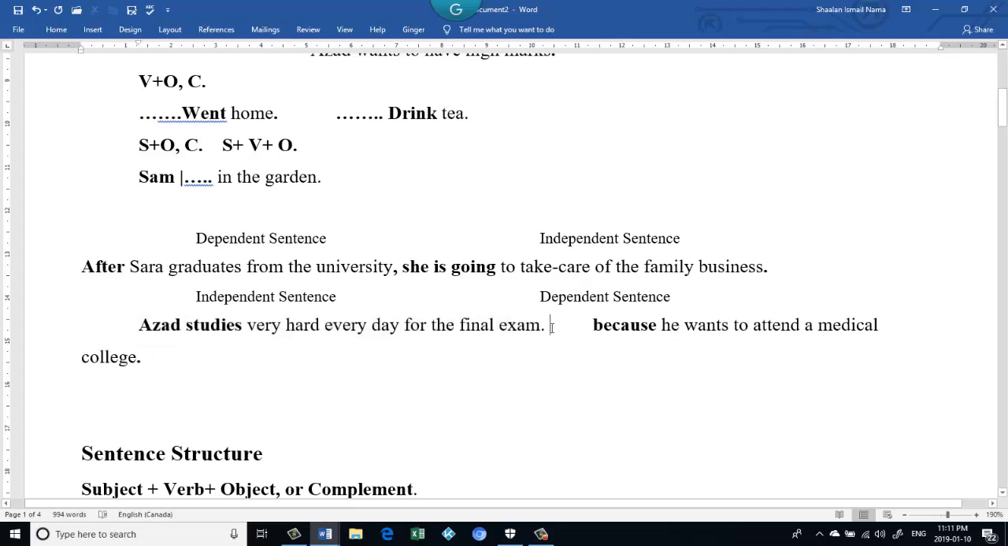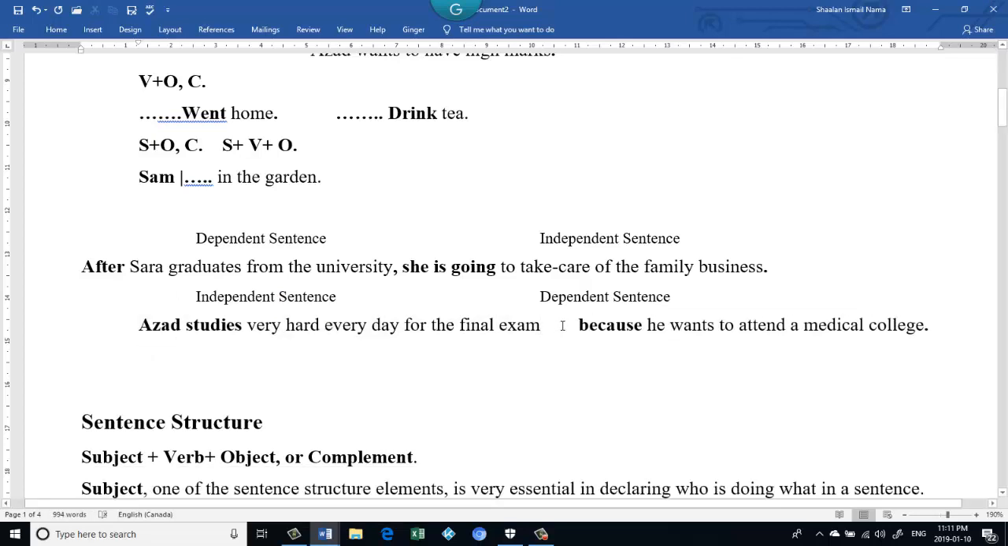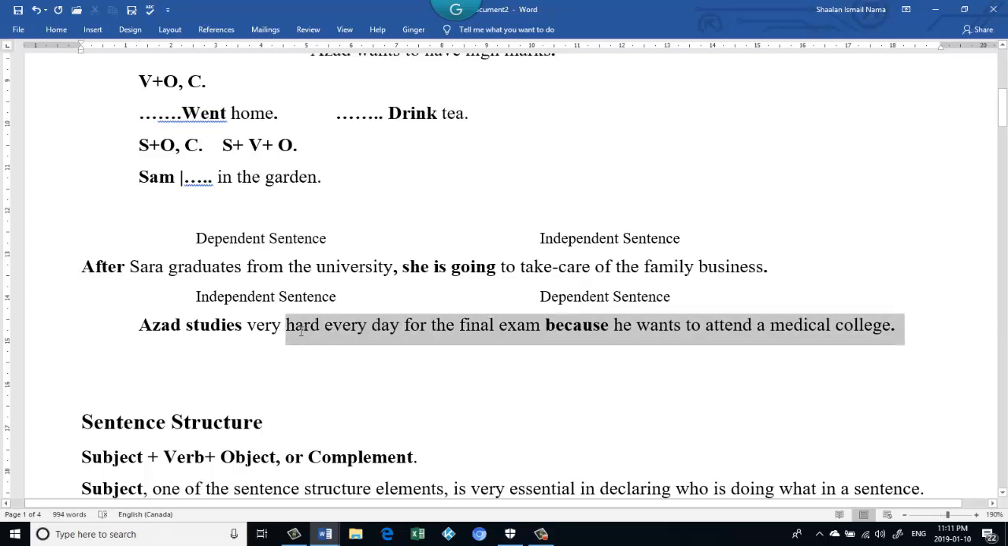But if I have the other part completing the sentence, it gives me more information about why Azad studies very hard for the exam. This sentence gives me more information, which depends on the sentence. As the reason, we said, because we have here 'because' in front of the sentence. If we have it like this, it's a good sentence. We have two ideas connected to each other. Sometimes we call those a connector.